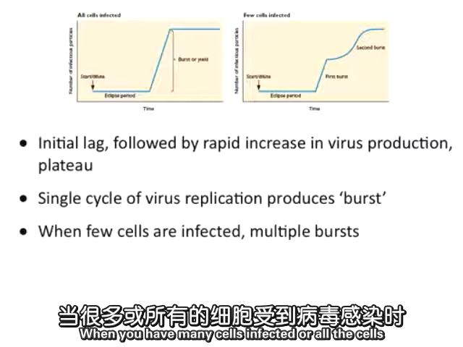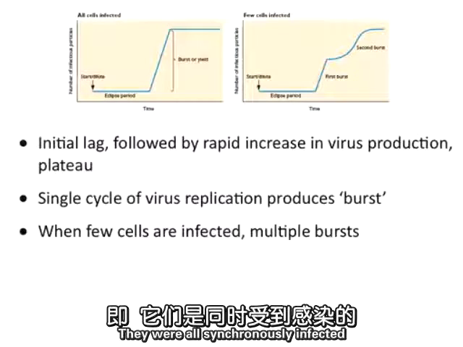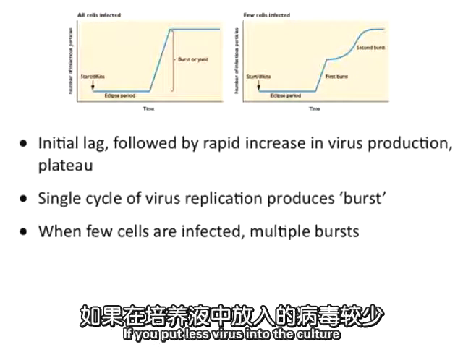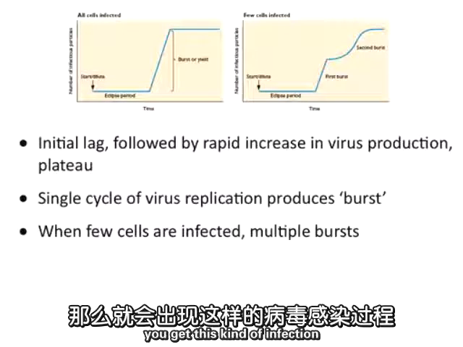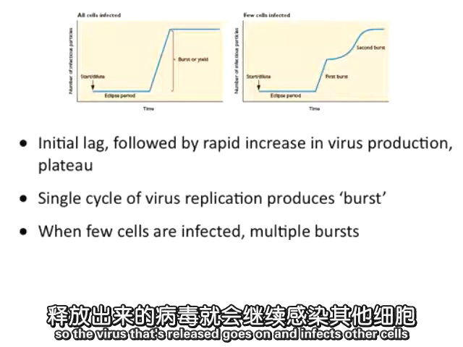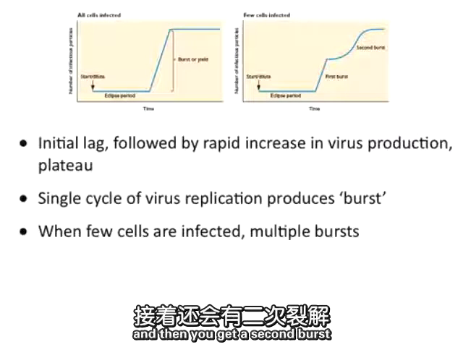When you have many cells infected, or all the cells, this is the pattern that you observe. They are all synchronously infected. The virus gets in, multiplies, and you have a burst all at once. If you put less virus into the culture, you get this kind of infection. You initially get a burst, but not all the cells are making virus. So the virus that's released goes on and infects other cells, takes longer because it's a dilute culture, and then you get a second burst.